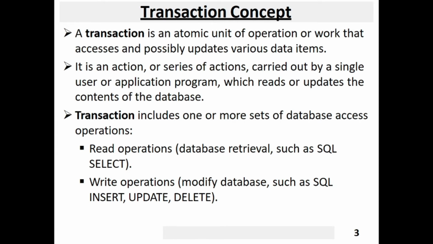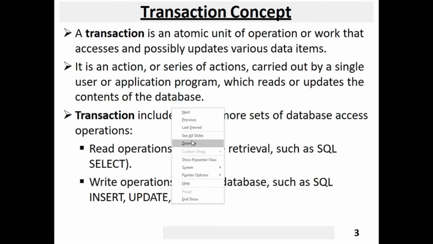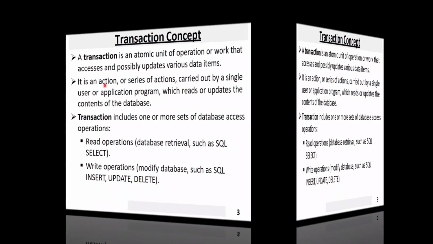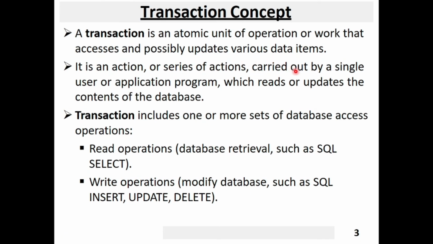Transaction is an atomic unit of operation or work that accesses and possibly updates various data items in your database. It is an action or a series of actions carried out by a single user or application program, like a DBMS, which reads or updates the content of the database.